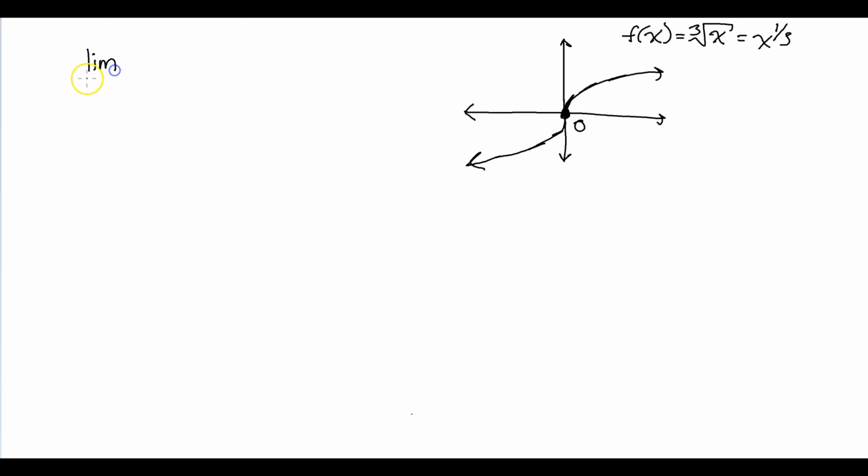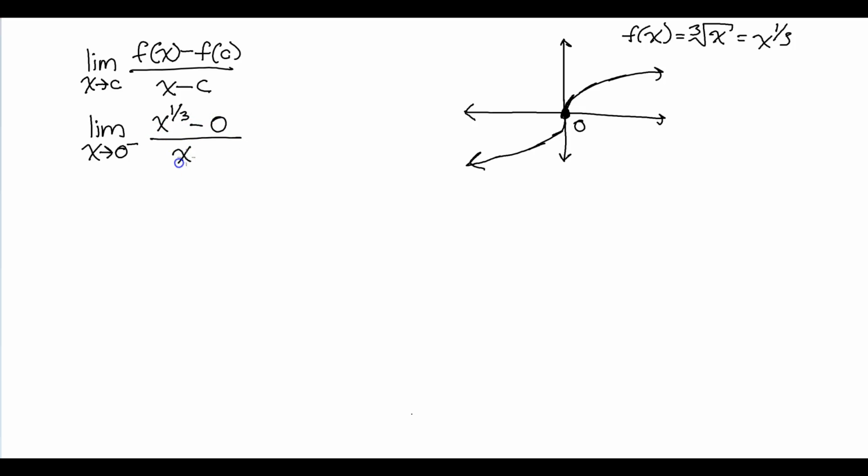So we have the limit as x approaches c. It's always good to write the formula: f of x minus f of c over x minus c. We're going to evaluate this limit from the left and from the right. So the limit as x approaches 0 from the left of f of x, which is x to the 1/3, minus f of 0, which is 0, over x minus 0, which is x. And now this results in the limit as x approaches 0 from the left of x to the 1/3 over x.